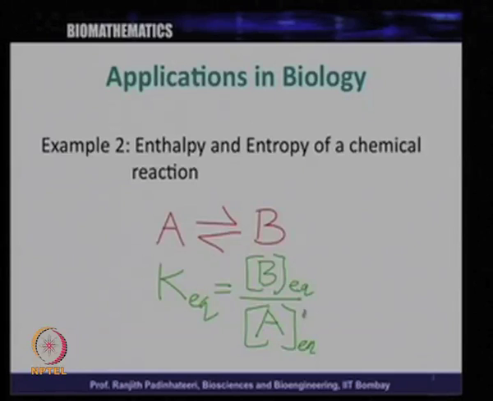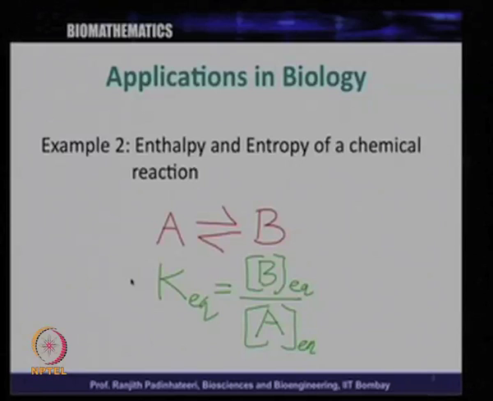When I say equilibrium, let me briefly tell you, equilibrium means the rate of A changing to B is equal to the rate of B changing to A. That means some amount of A is getting converted to B, and some amount of B is getting converted to A, but the concentrations of A and B on an average do not change. That is what we call equilibrium.